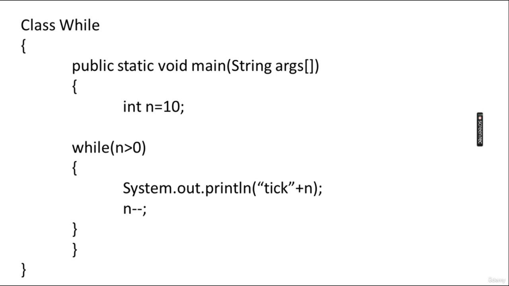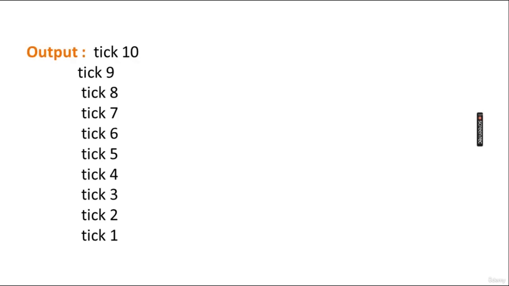8 is greater than 0, yes. This way it will continue till n is equal to 1. After 1, n minus minus will make it 0. Is 0 greater than 0? False. After this condition is false, it will come out of the while loop. So this is the output: tick 10 to tick 1.